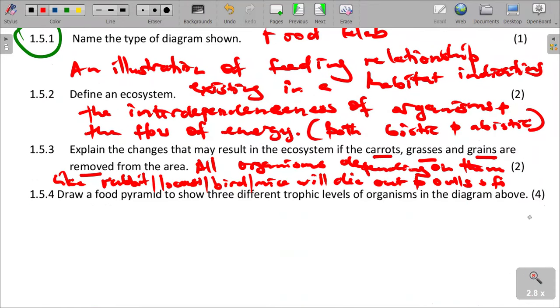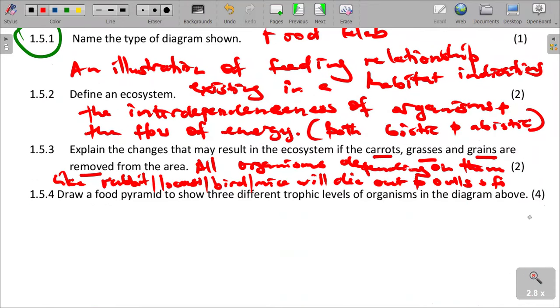So now, draw a food pyramid to show three different trophic levels of organisms in the diagram. Remember that we said a food pyramid, we also have it. I did it also on the channel. I have got nice videos that I've drawn there, where we talked about the food pyramid. I have a nice diagram and a presentation lecture showing the food pyramid, which is also on the channel there.